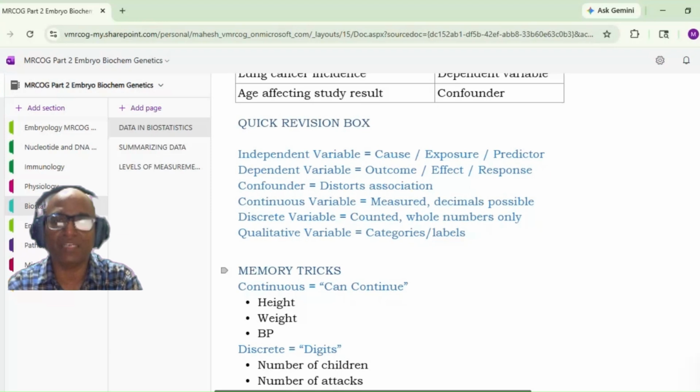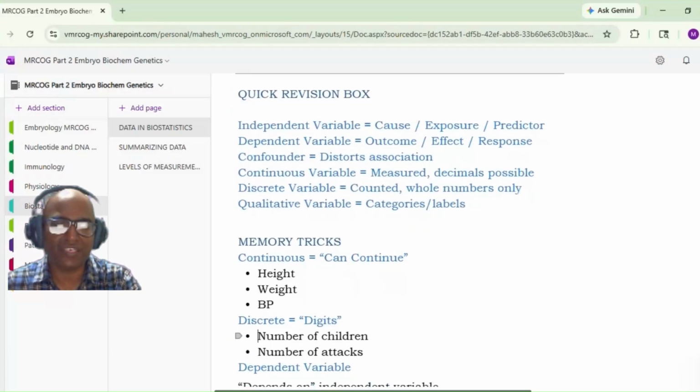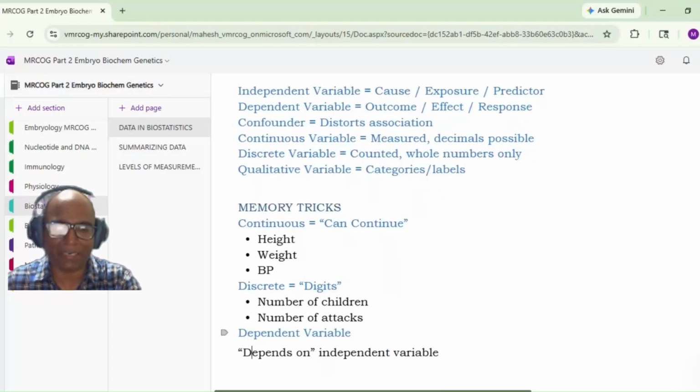Then continuous variable can be measured. Decimals are possible. Discrete variable can be counted. It is in whole numbers only, and qualitative variable has certain categories or labels. So continuous like height, weight, blood pressure, etc. And discrete, you can count them with digits, so number of children, number of attacks, etc. Dependent variable depends on independent variable.